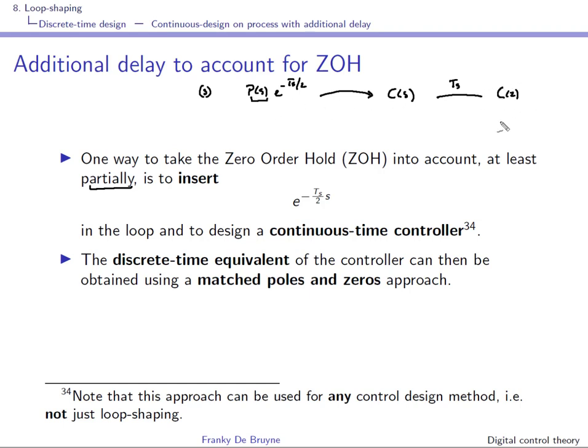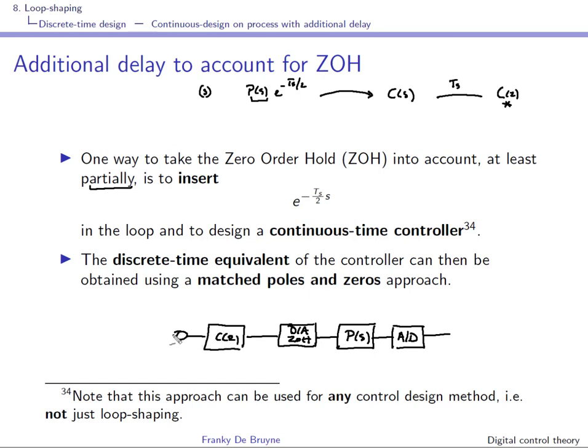So when you test this controller, it should be in this loop over here. P(s), this is a sampled data system. So here we have digital to analog, so in our case a zero order hold mechanism, analog to digital, and then the controller that has been designed over here. So this is how you have then to test this controller. The idea here is that you've taken the zero order hold into account partially.